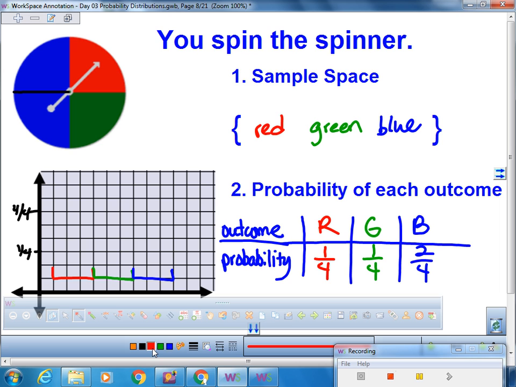Alright, so I just have to go here. This would be 1/4. My green would be 1/4. And my blue is going to be 2/4. So maybe you need more even, so I need to change this. If this is 1 and this is 2, then this needs to be 3 and 4. That's better. Better? Yeah. Ready to move on? Okay.